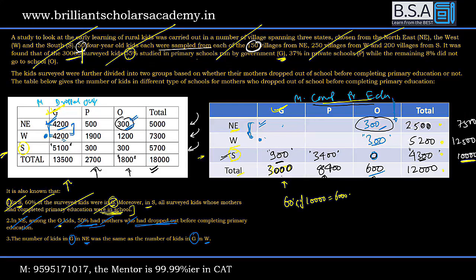This is 900 out of 3000. So these two are 2100. Equally divided is 1050, 1050. Because they're already equal, the kids in government school are already equal on the left side. I need to make them equal also on the right side.